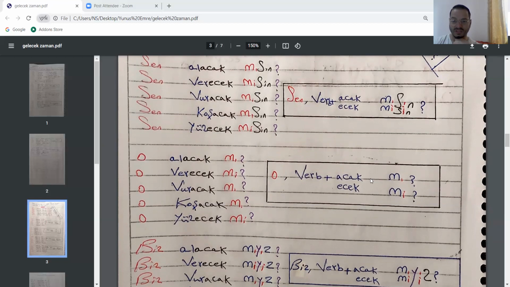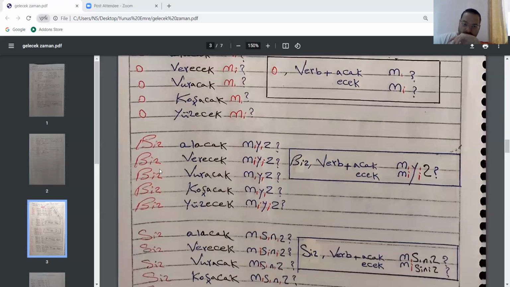Like we see here, verb, acak, ecek, and after that, mı or mi. Here, in grammar, we can't say it otherwise, but no one says that. The native speaker says it this way, but we write it like that, depending on ecek or acak. And the question mark at the end.